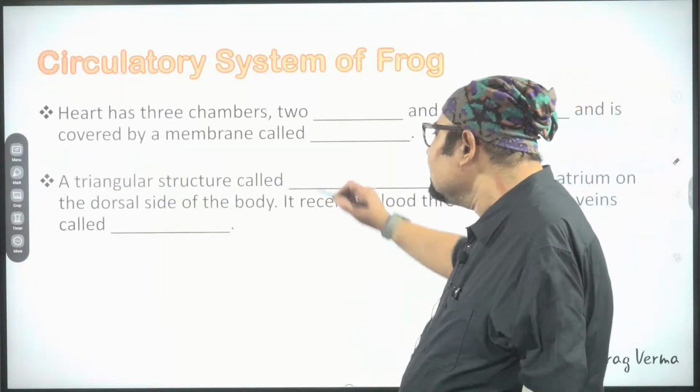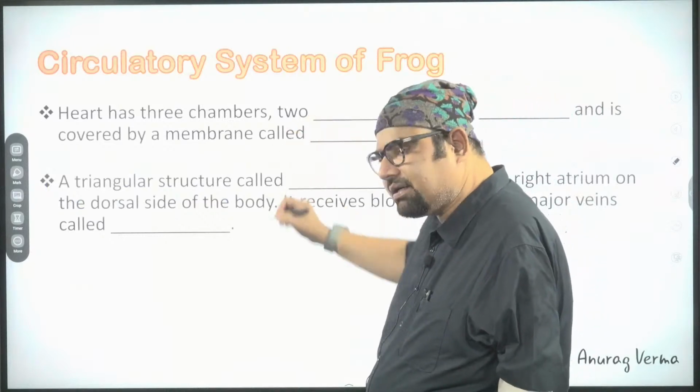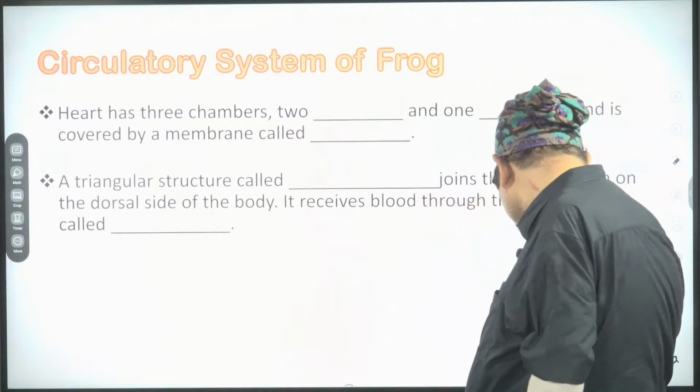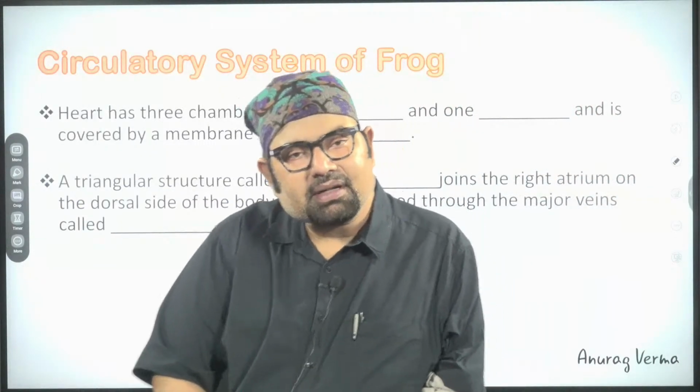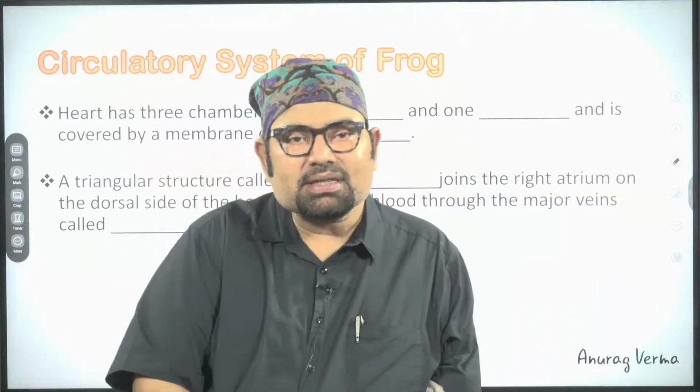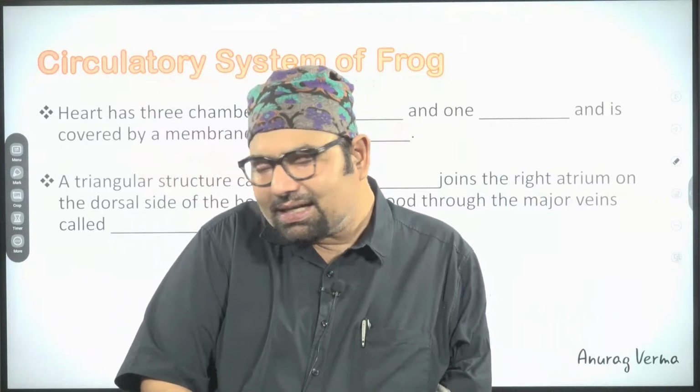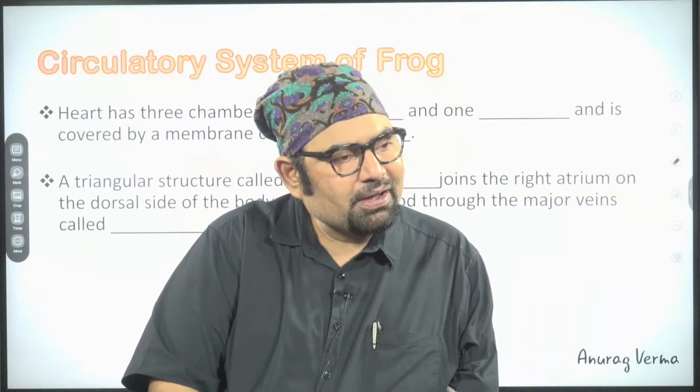You have to remind me that, sir, you have to explain the heart. That it is a 3-chambered heart and 2 additional chambers, sinus venosus and conus arteriosus. Okay, children? Okay.